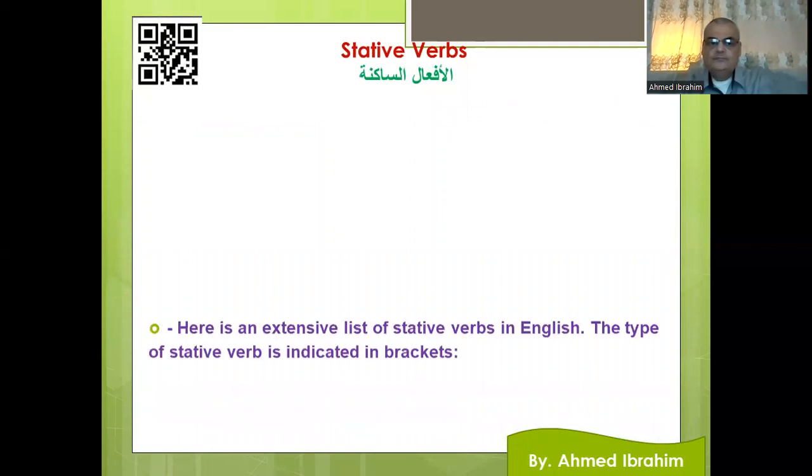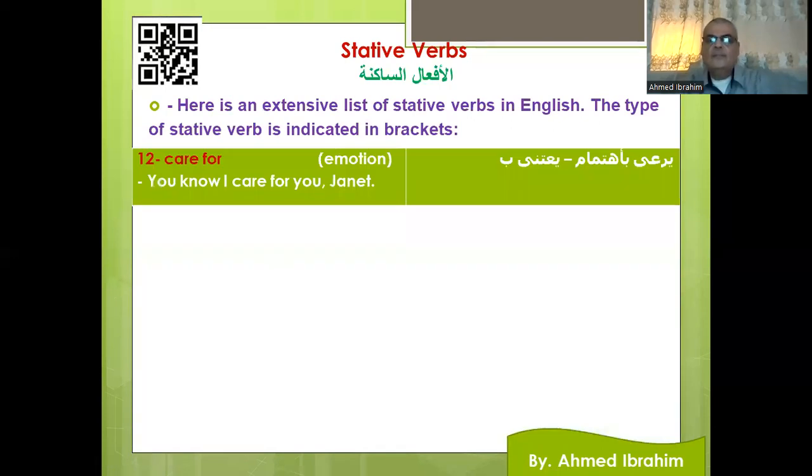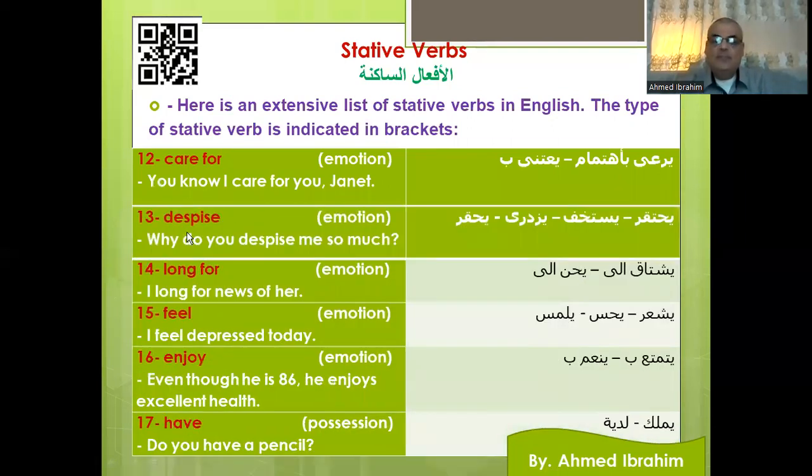Stative verbs. Here is an extensive list of stative verbs in English. The type of stative verb is indicated in brackets. Care for. You know, I care for you, Janet. Despise. Why do you despise me so much?